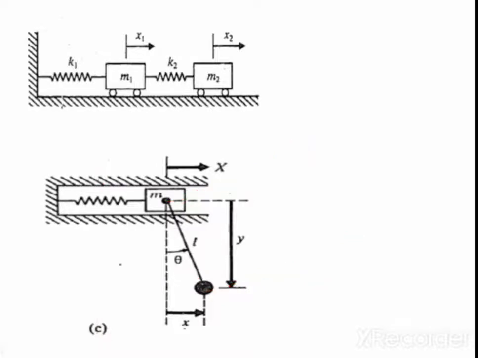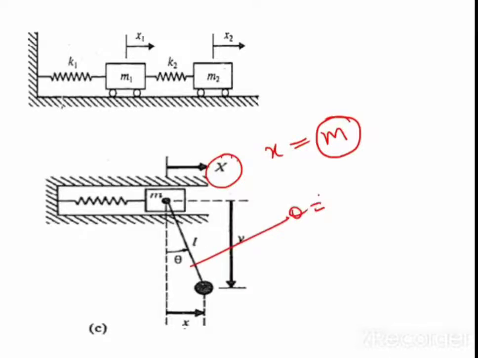Now anybody tell me, how many independent coordinates are there which will satisfy the motion of the system completely? Anybody? Four? Where do you see four coordinates? One. See, how can you say that? Now here, one coordinate is x. X is required to satisfy the motion of the mass. And the second coordinate is theta. It is x and theta, not y. Theta is also a coordinate.